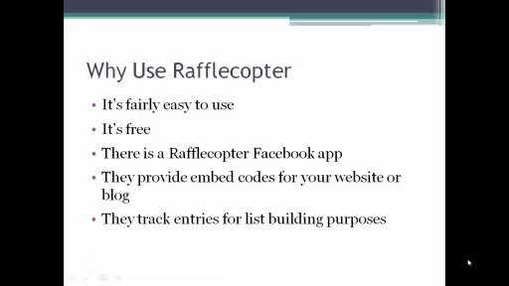The other thing I like about Rafflecopter is they track entries, and this is really helpful for list building purposes. For those who are working hard to build a fan base, a list of emails and contacts so that you can notify potential buyers every time you have a new book coming out or an event coming up, this is a great way to add to that list. Every time someone enters, the tool captures their information, and at the end you can download a report. I downloaded an example for you, and you can import those email addresses into your list. I think that's really helpful.